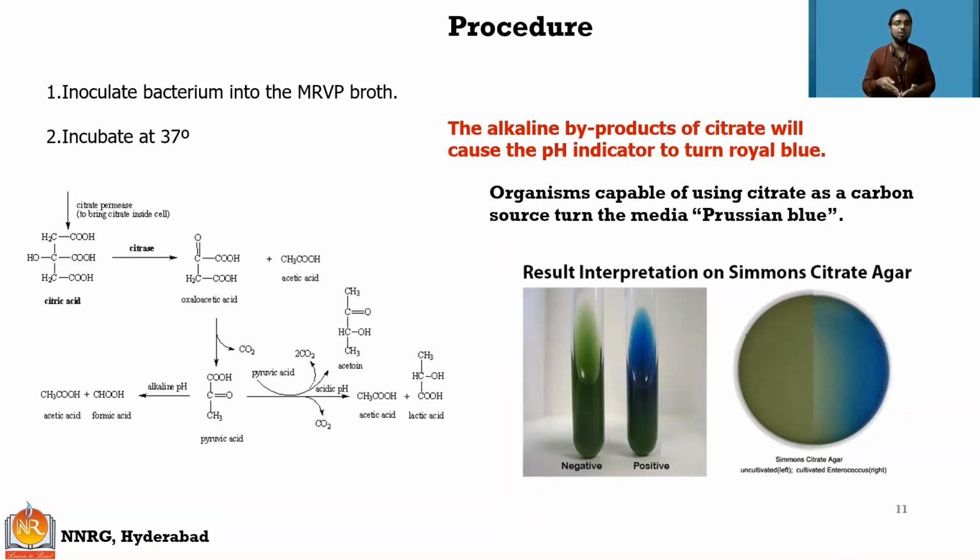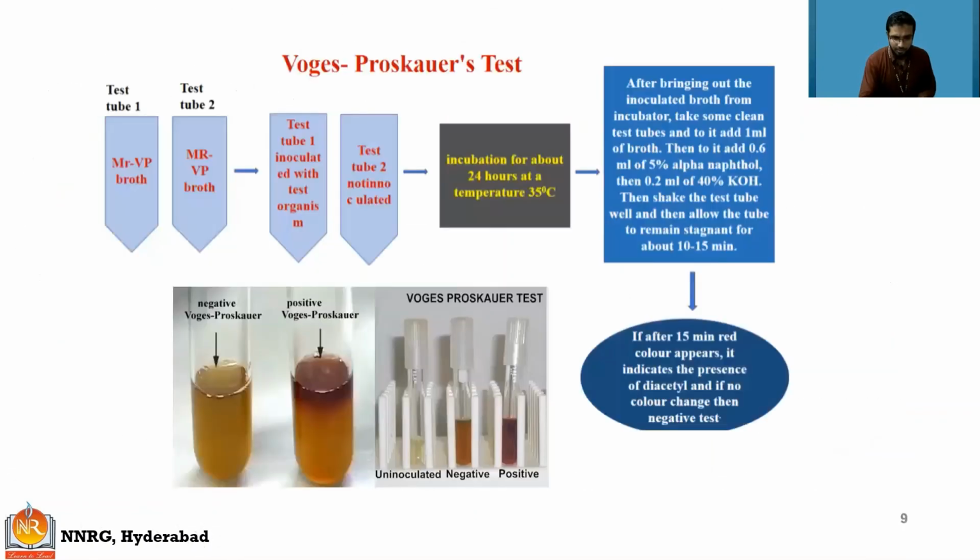In presence of MR reagent only, due to change in pH. After adding the several reagents, that is 5% alpha naphthol and 40% potassium hydroxide, and keeping it for 10 to 15 minutes, we'll be able to see a change in color. That change in color, if it is red, means presence of that particular kind of bacteria, the Enterobacteriaceae. If it is not red, it means absence of those kind of bacteria.